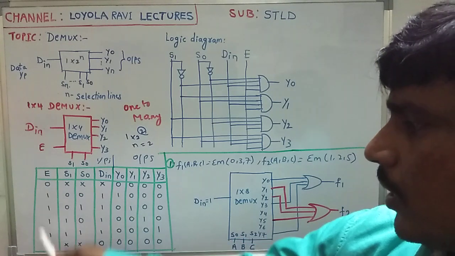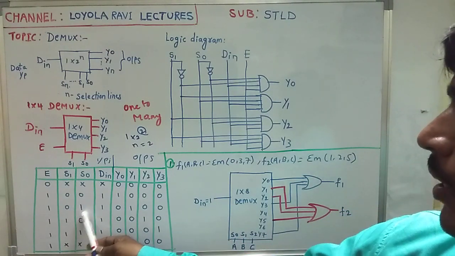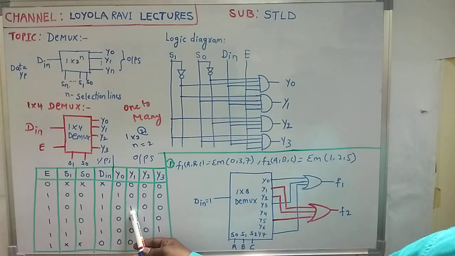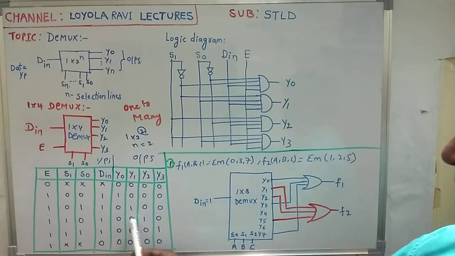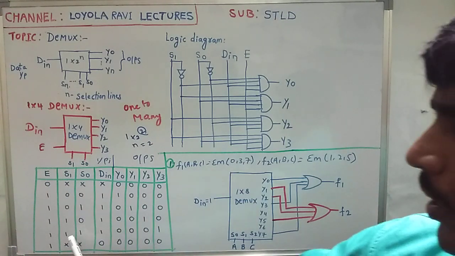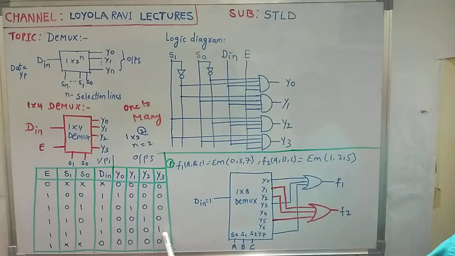In the same manner, with enable high, next case 0 1: the data is 1 and I will get y1 as the output, remaining all zeros. And come to the 1 0 case: again data is 1, I will get y2 as the output, remaining all 3 are zeros. And in the 1 1 case with data 1, you will get y3 as the output, remaining all 0.